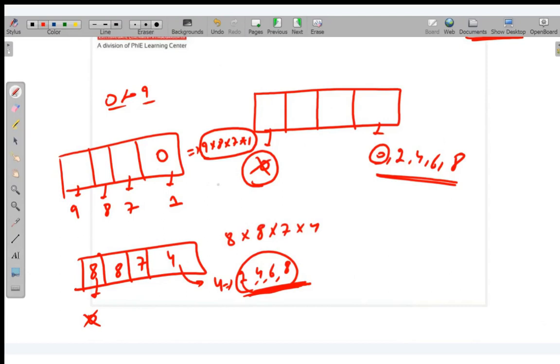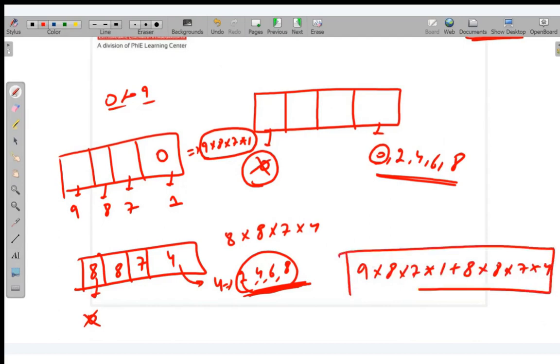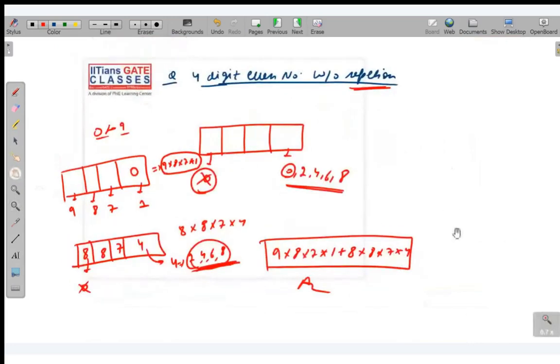And obviously these two will be added now, because when ending with 0, 4 digit number is created. Okay, so we have to add these two. Okay, yes. So final answer will be 9 into 8 into 7 into 1 plus 8 into 8 into 7 into 4. This is my final answer. I hope everybody has got it. If anybody is having any doubt, please let me know. Otherwise, I will jump to the next slide.